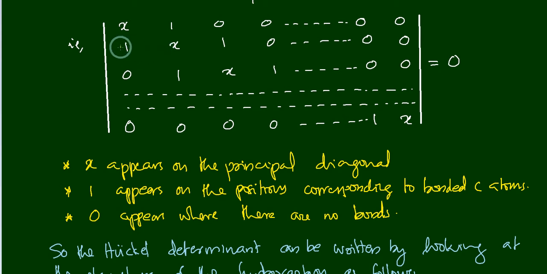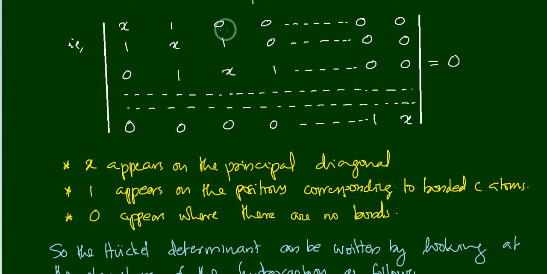And what about this one? This is second row, first column, 2 and 1. They are bonded carbon atoms. So you have 1 here. This is the position of the second row and the third column, 2 and 3. They are bonded carbon atoms. So we have 1 here. Like that, wherever you have the bonded carbon atoms, the 1 appears on the positions corresponding to the bonded carbon atoms, and 0 appears where there is no bond.